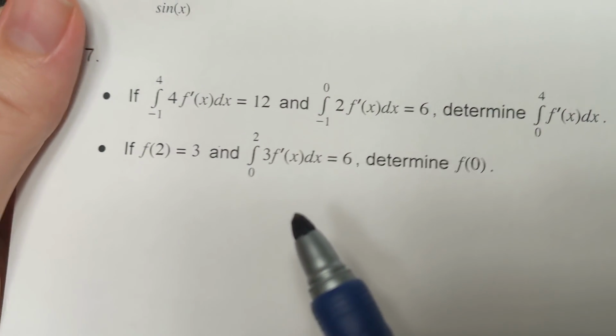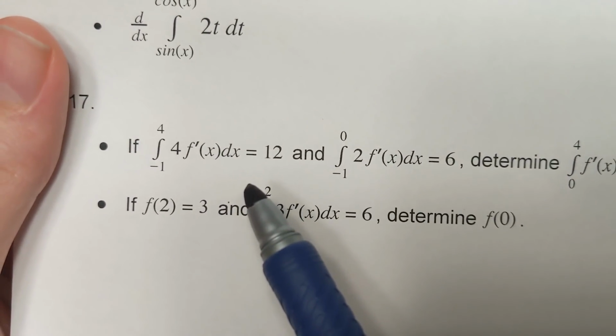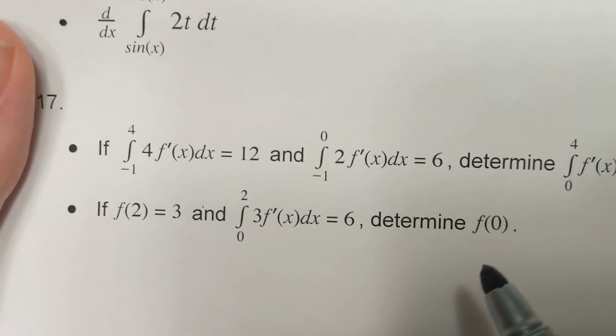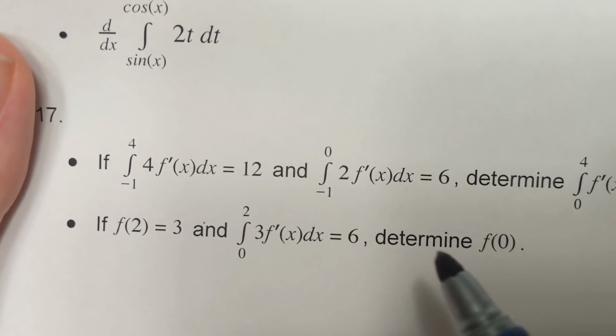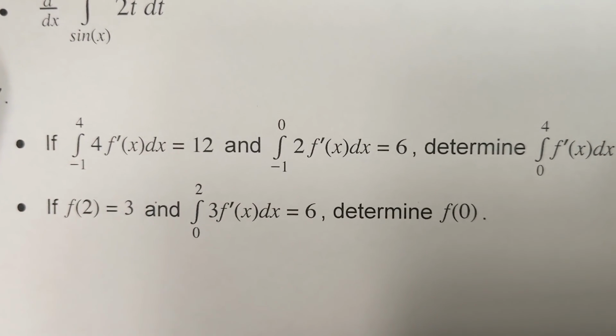Okay, very last problem. It has a few examples where they want us to say, hey, we're going to give you some information. We're going to say that the integral from -1 to 4 of 4 times the derivative of a function is 12, and from -1 to 0 of 2 times its derivative is 6. Figure out what it is from 0 to 4 of f prime. And so it's like, okay, let's see what we can say here.